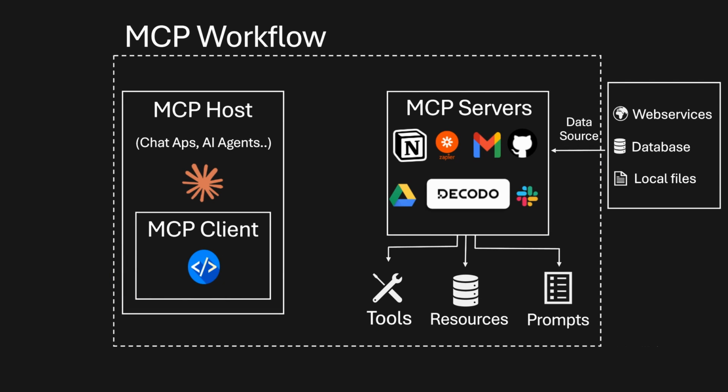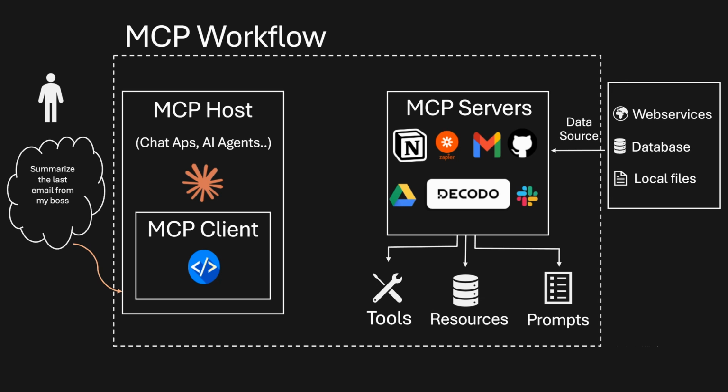Let's see how a user prompt flows through an MCP structure. The user sends a prompt to the MCP host. Then, the MCP client, based on the LLM's analysis, chooses the relevant MCP servers. Then, the client invokes external tools or APIs exposed by the server, passing any required parameters. Then, the MCP server executes the requested operations and returns the results to the client. Finally, the client relays the results back to the host, which then formulates the final response for the user.